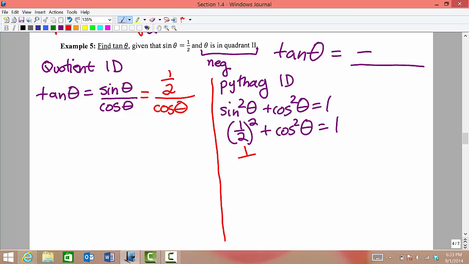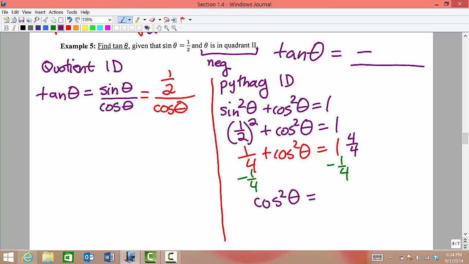1/2 squared would be 1 squared, and then 2 squared would be 4. We will have to solve for cosine squared theta, so we will subtract 1/4 from both sides. Now I know that cosine squared theta is equal to 4 over 4, the way that we would rewrite 1, so that we have a common denominator with negative 1/4, and that gives us a positive 3/4, and then take the square root of both sides.